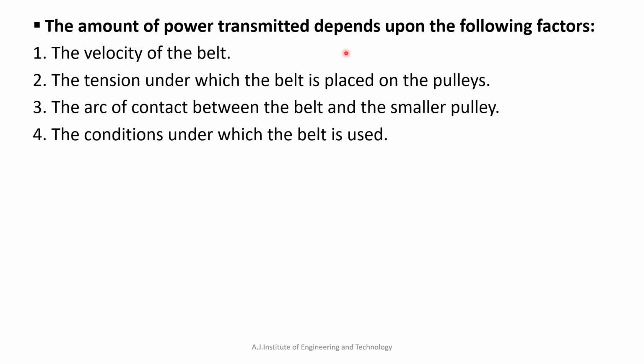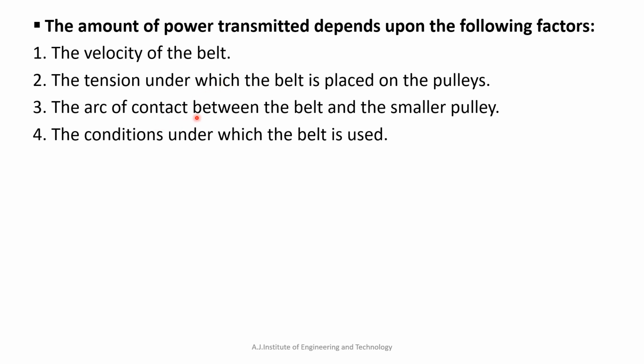So what are the factors? First one is the velocity of the belt. Velocity is measured in meters per second, which is how much movement there is. Next, the tension under which the belt is placed on the pulley. Tension of the belt is also one of the factors of power transmission. High tension means high load, and if the load is very high, a large power cannot be transferred.